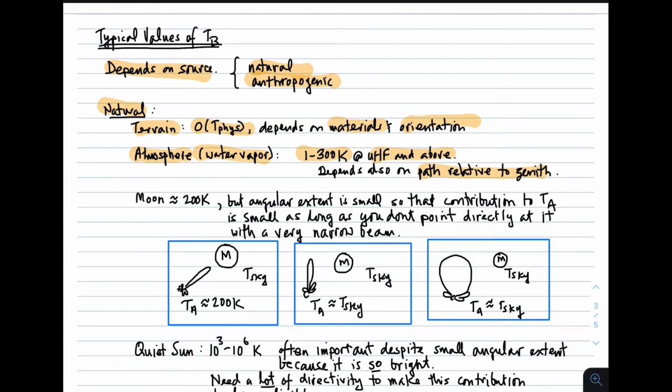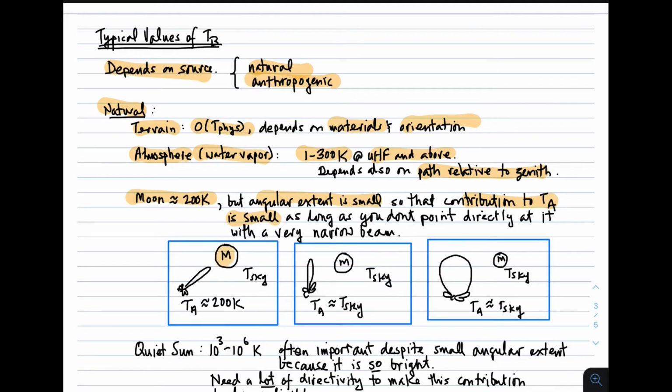Another source of natural radio noise, which can be represented as a brightness temperature, is the moon. The moon is about 200 Kelvin or so. But its angular extent is pretty small. If you consider how big the moon is in the sky, it is pretty tiny. It's about the size of your thumbnail held at arm's length. So, a tiny fraction of the sky. So the contribution to the antenna temperature is small, as long as you don't point directly at it with a very narrow beam. Now let me elaborate on that.